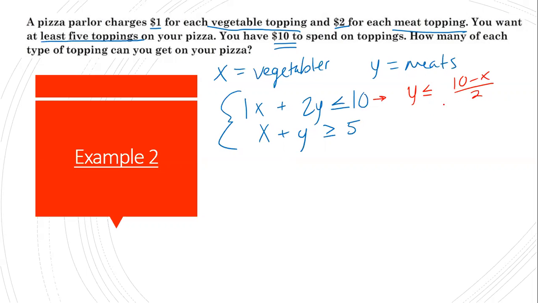You don't have to simplify it unless you want to simplify it. So if you want to write this as 5 minus 1/2 X, go for it. But you can leave it as so because it's going to simplify it in the calculator. Next, I'm going to get Y by itself here. All I have to do is subtract the X to get Y by itself. And that's going to lead me to Y is greater than or equal to 5 minus X. Okay. And then now I am ready to go ahead and graph.